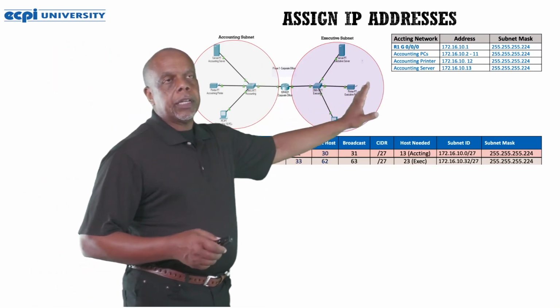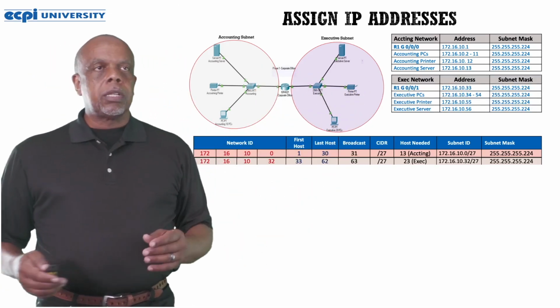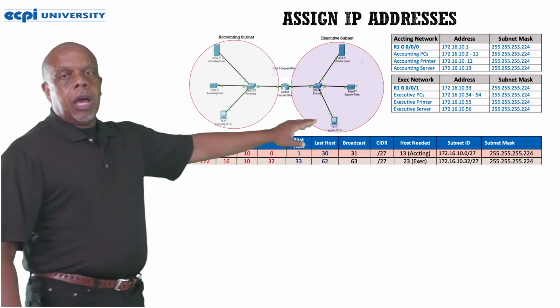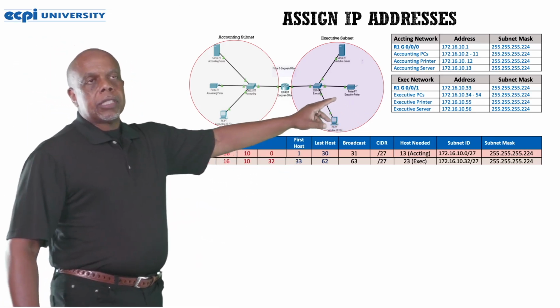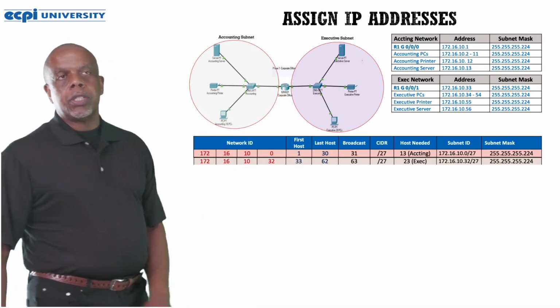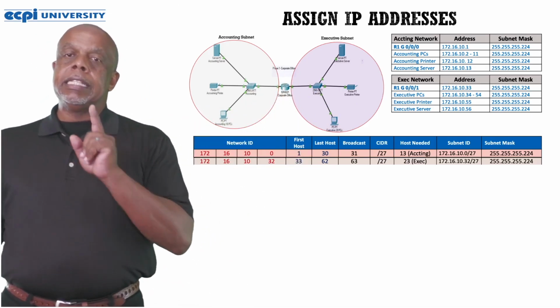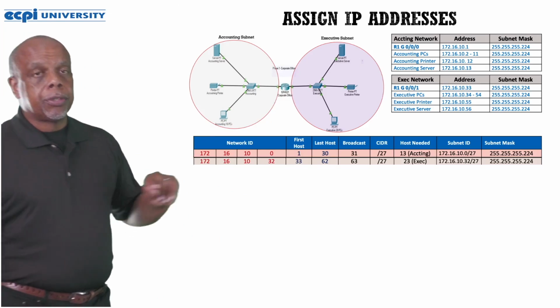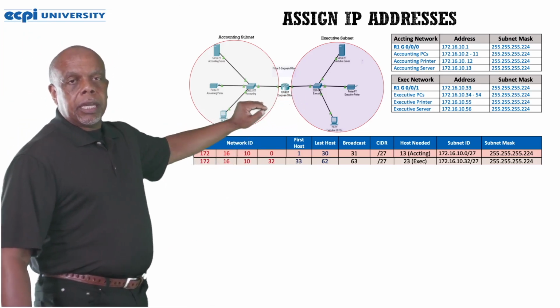that I'm going to assign to the executive team over here. So when I do that, this is what it's going to look like. Here again, the first thing I'm going to do is go to that router. I'm going to assign the first assignable to the router interface, which is 172.16.10.33.